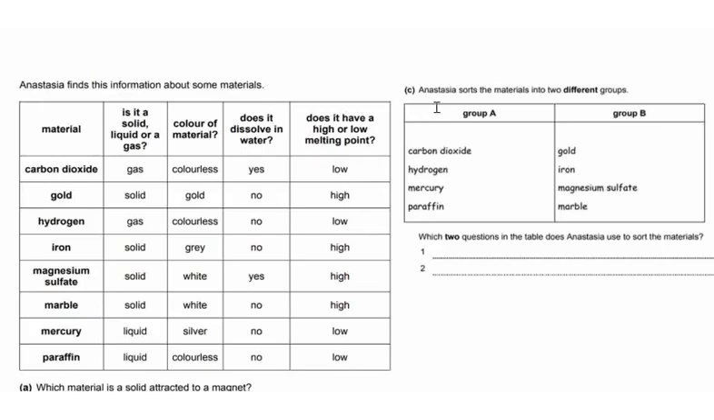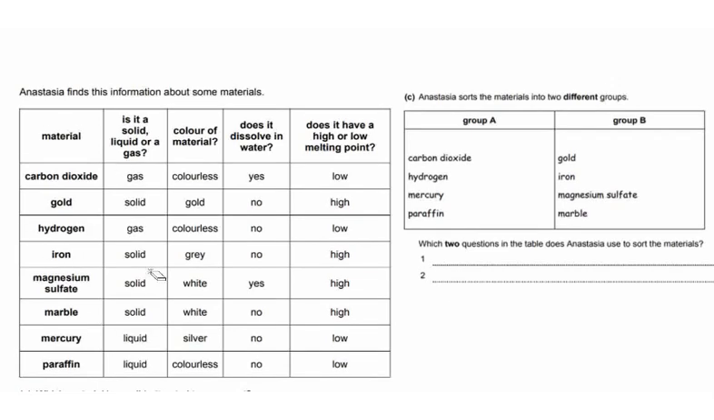Question C. Anastasia sorts the materials into two different groups. Group A: carbon dioxide, hydrogen, mercury, paraffin. Group B: gold, iron, magnesium sulfate, and marble. Which two questions in the table does Anastasia use to sort the materials, 1 and 2? Let's see from the table, and you'll be given 20 seconds.